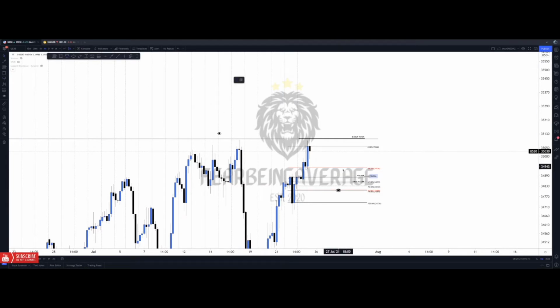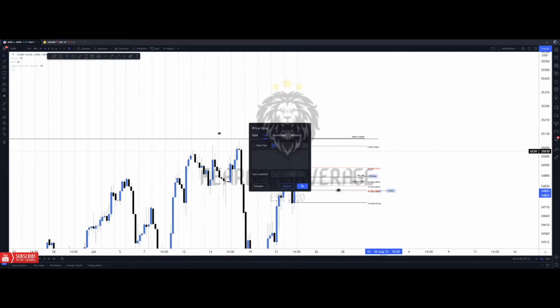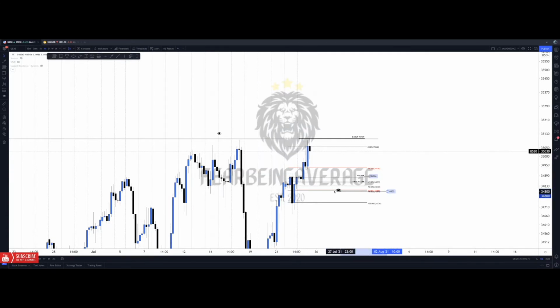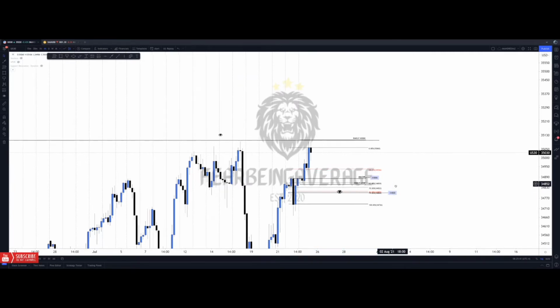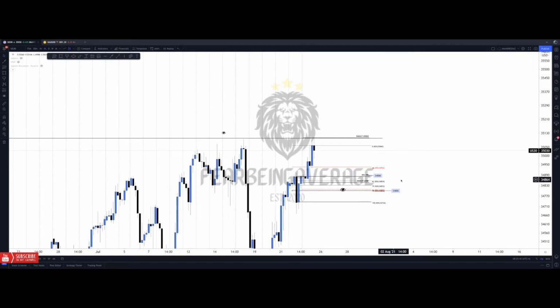So let's mark up this level also that we want to keep in mind. And there's also 34,800, matter of fact. So let's make it actually 34,800. That's also another confirmation for this area. This level right here is 34,800. So that's a lot of confirmations for price to possibly have a retracement farther down here before having that overall push to take out these highs.